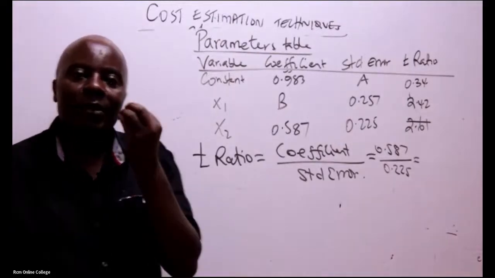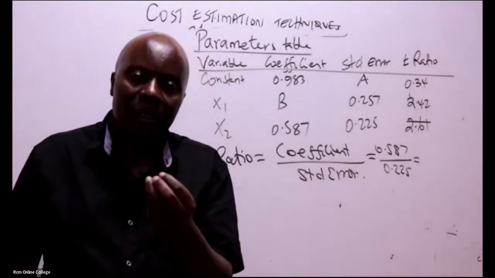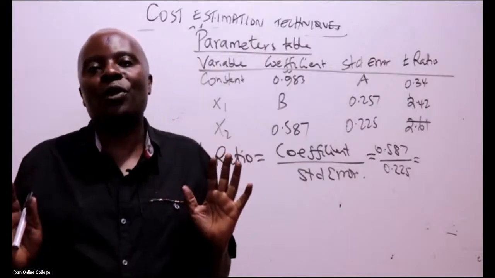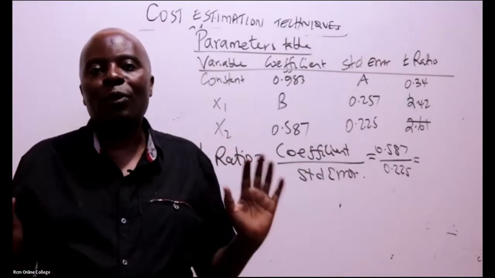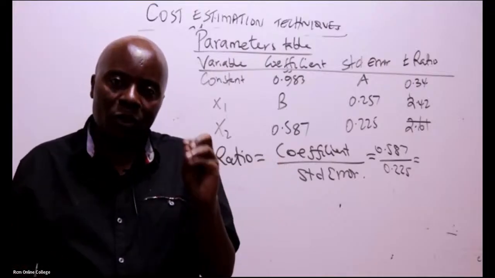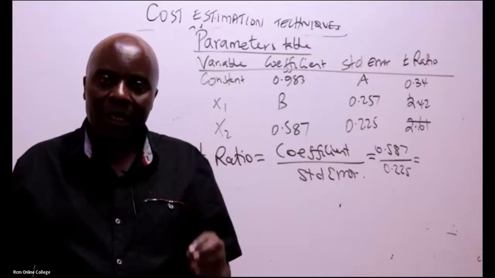So what I'm coming to sell to you here this evening, ladies and gentlemen, is a simple formula. And this is the bedrock of this multiple variable regression. To get the T ratio, you shall always take the coefficient divided by the standard error.